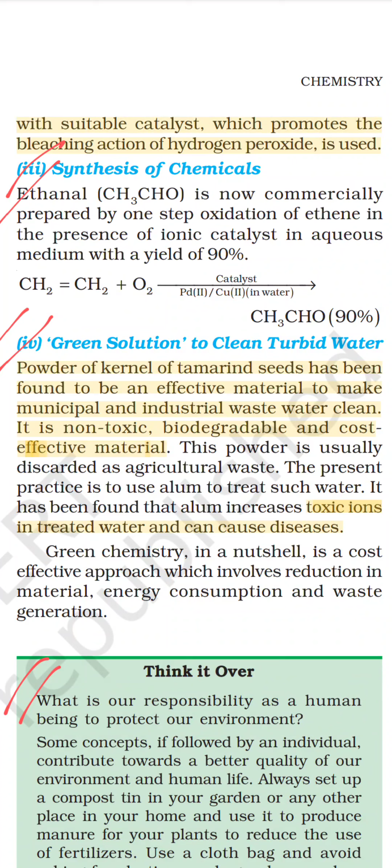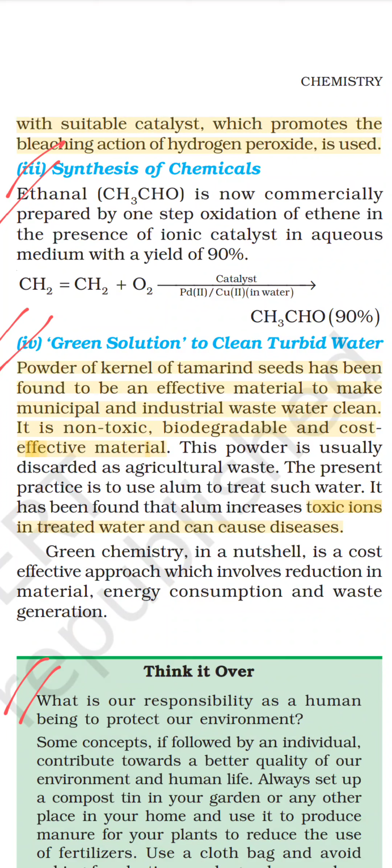Ethanal, CH3CHO, is now commercially prepared by one step oxidation of ethene in the presence of ionic catalyst in aqueous medium with a yield of 90%. CH2=CH2 plus O2, in presence of catalyst Pd, platinum and copper, in water gives CH3CHO, 90%.